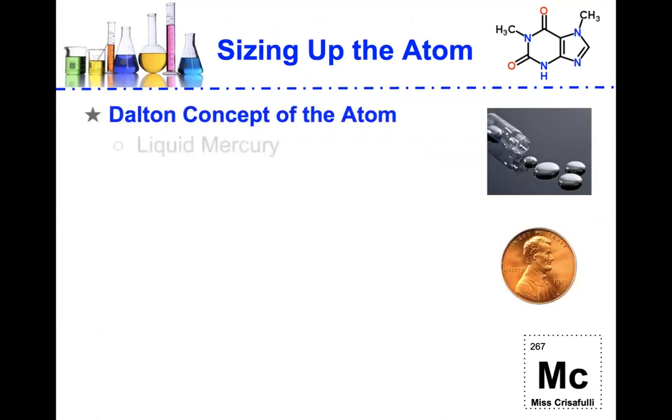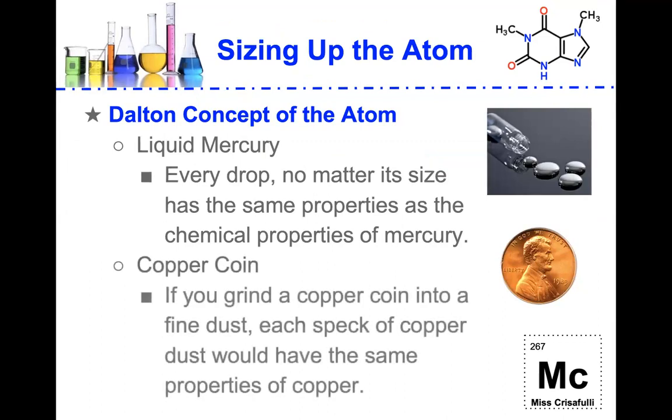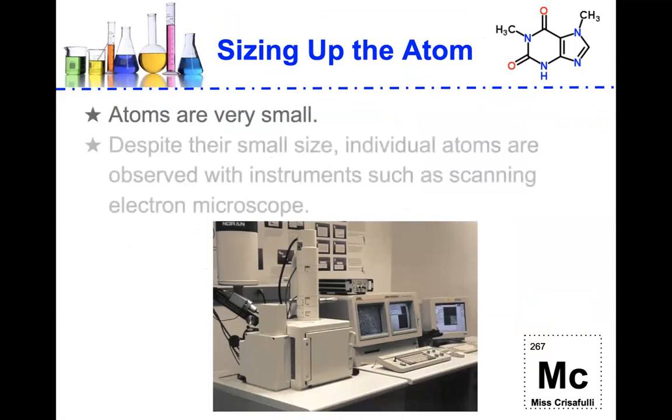Sizing up the atom. Taking the Dalton concept of the atom, let's talk about liquid mercury, for example. Every drop, no matter its size, has the same chemical properties of mercury. If you grind a copper coin into a fine dust, each speck of copper dust would have the same properties of copper. Atoms are very small, but despite their small size, individual atoms can actually be observed with instruments like the scanning electron microscope, which is really cool to see.